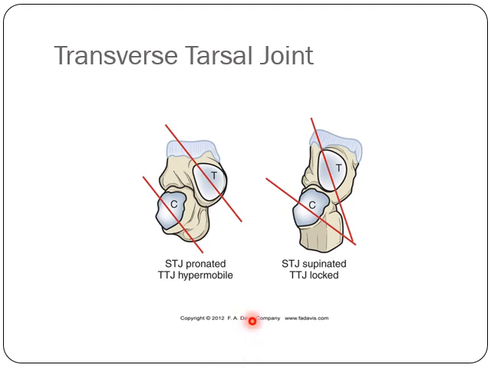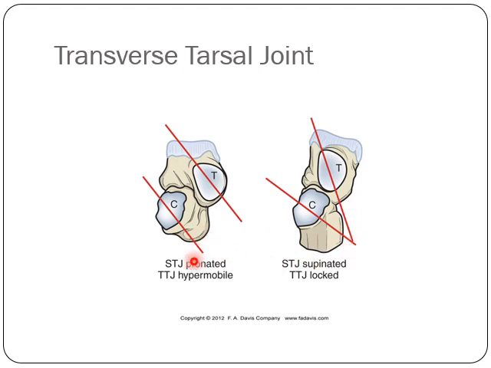So at the transverse tarsal joint, this picture is showing you the transverse tarsal joint when the ankle complex is pronated versus when it's supinated. And this is an important thing. The axes of motion are parallel when the ankle and foot is in a pronated position, and they're kind of crossed when it's supinated.